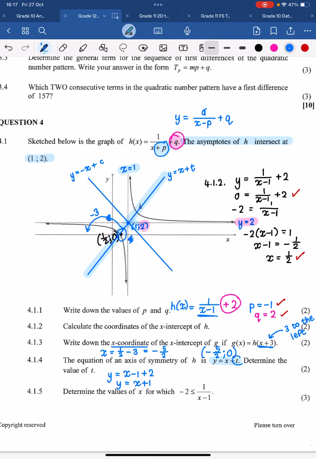So now, remember they're asking for the value of t. So we would say, therefore, t is equal to 1. Right? They're just saying determine the value of t, and that is an absolutely fine method.